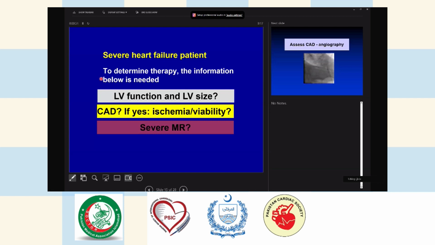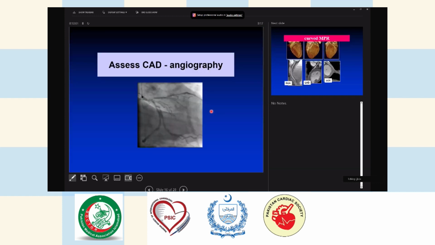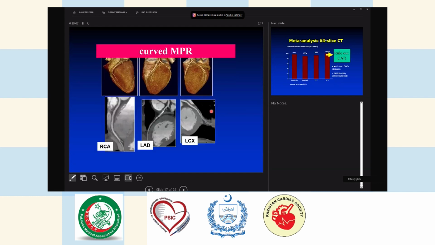So in the severe heart failure patients, we spoke about LV function, LV size. Then you want to know, does the patient have coronary disease? And if so, does he have ischemia and/or viability? We do an angiogram in all these patients, same like you. Here you see the patient with severe triple vessel disease. But we can also do in these patients now CT scans. And we do it not so infrequently.